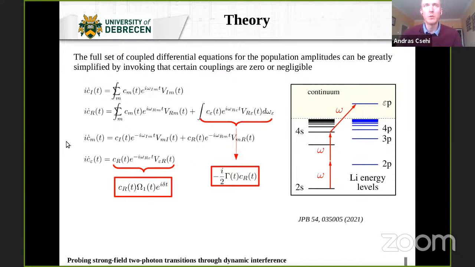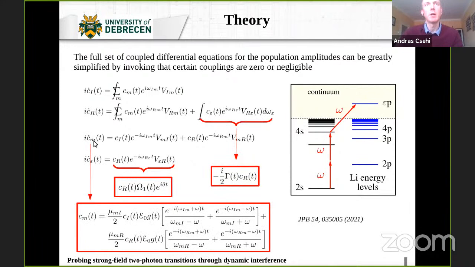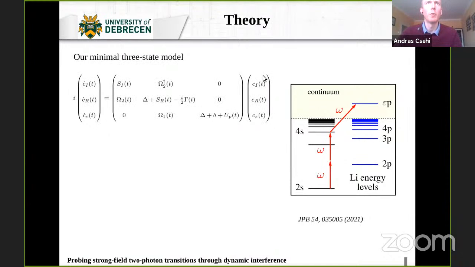And what we can do is the adiabatic elimination of the M state manifold, because as I told before, these M states are rapidly oscillating. So one can integrate this equation by parts. And after that, we end up with this form, which can be plugged back into the first two equations here and here. And after doing that, these equations become much more simple, and we end up with a three-state equation. And the following form is obtained. So here, the three states.